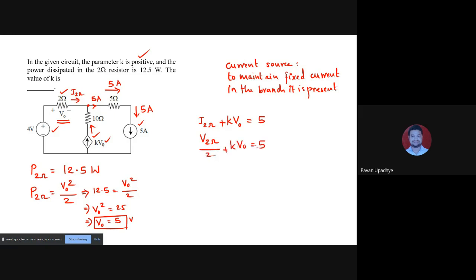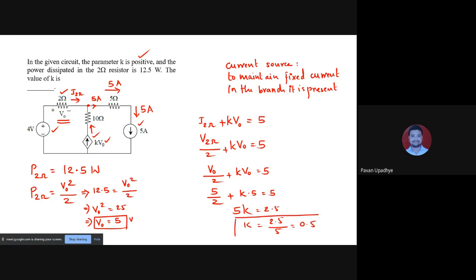So what is V2 ohm? We know that V2 ohm is already V0. So V0 upon 2 plus K into V0 is equal to 5. And V0 is already found out. V0 is 5. So this is 5 by 2 plus K into 5 is equal to 5. So this is 2.5. So 5K is equal to 5 minus 2.5, so 2.5, and K is equal to 2.5 upon 5. So it is 0.5. Yes. So answer for K is 0.5.